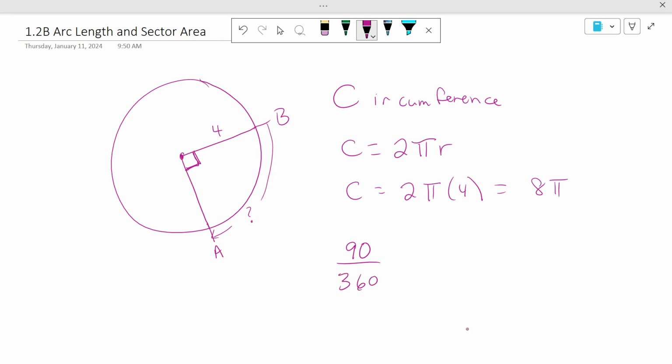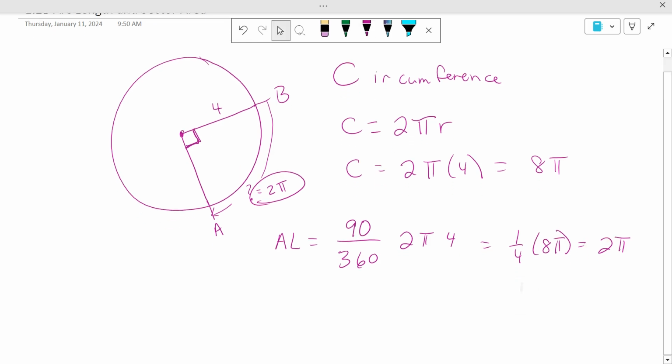360 degrees times the circumference of 2 times pi times 4. Okay, that'll give me the arc length. So it's 1/4 of 8 pi, which is 2 pi. So the arc length here is 2 pi. That's how long that is if the circle has a radius of 4. Let's do another one.